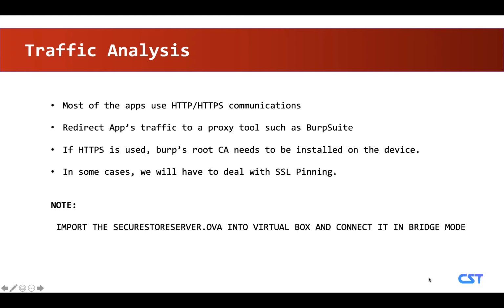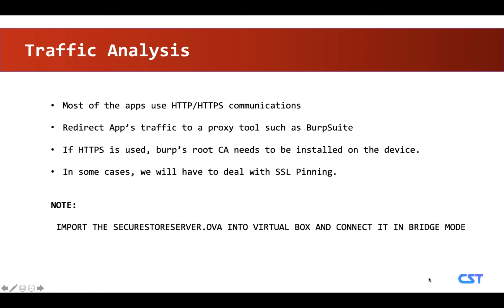Now, before we proceed with the lab exercise for this traffic analysis section, make sure that you download the Secure Store Server OVA file and install it in VirtualBox. You will just have to go to File and Import and make sure that the network connection is set to bridged mode so that your app can communicate with this virtual machine. I have already done that. Just go ahead and import the server and find out the IP address of securestoreserver.ova. The vulnerable apps are designed in a way that you can configure the server's IP address within the app.